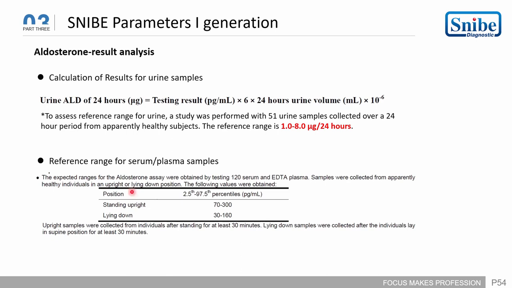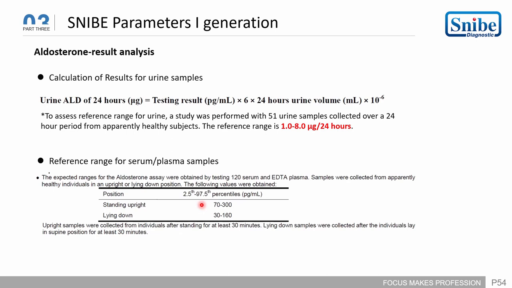So the reference range for apparently healthy people is between 1.0 to 8.0 microgram per 24 hours for urinary aldosterone. The reference ranges for serum and plasma are based on the position, lying down or standing upright. The standing upright position is 70 to 300, and the lying down position is 30 to 160.